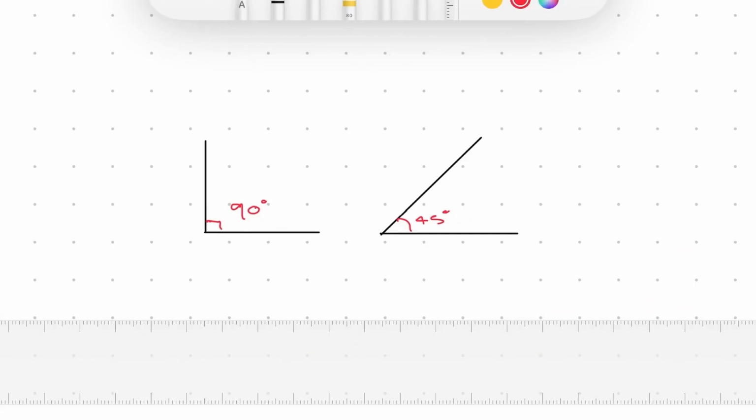Now what about a 45-degree angle? Recall that 45 is exactly half of 90. So now we need to bisect the 90-degree angle we created to obtain 45 degrees.